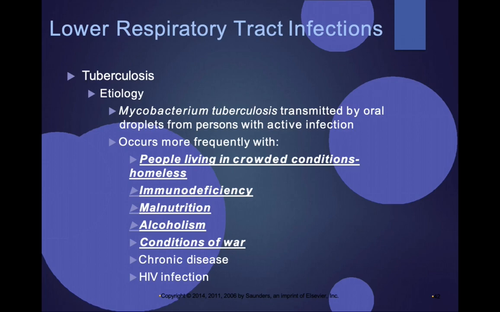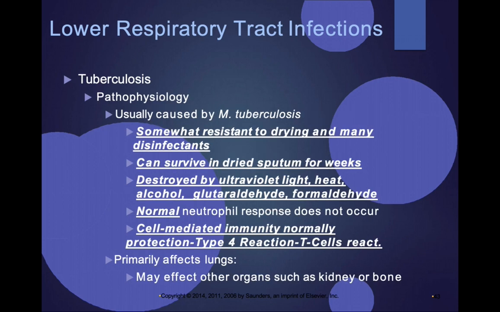So the etiology, it's Mycobacterium tuberculosis, and this is transmitted by oral droplets from person to person with an active infection. That's really important to know. Active infection. So this will affect people that are living in crowded conditions. We see this in the homeless population, people with immunodeficiency, malnourishment, alcoholism, and conditions of war. We'll see it with some other chronic diseases and, of course, HIV infection, which falls under immunodeficiency.